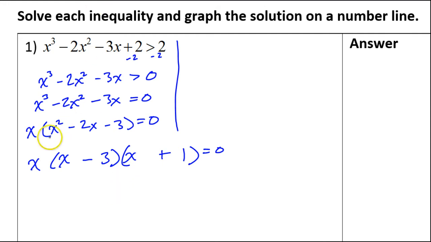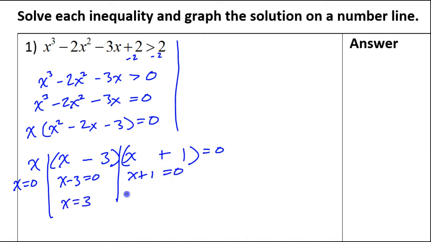Now to find the zeros, I need to set each one of these factors equal to 0, including the x. Do not ignore the x, it's part of the solution. Other than that, I need to set x minus 3 equal to 0 and x plus 1 equal to 0. So I will have x equals 3 and x equals negative 1. These are the zeros of the function.